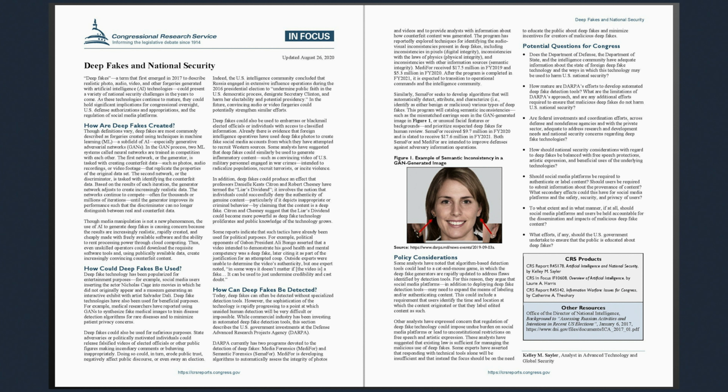How are deepfakes created? Though definitions vary, deepfakes are most commonly described as forgeries created using techniques in machine learning (ML), a subfield of AI, especially generative adversarial networks (GANs). In the GAN process, two ML systems called neural networks are trained in competition with each other. The first network, or the generator, is tasked with creating counterfeit data, such as photos, audio recordings, or video footage, that replicate the properties of the original dataset. The second network, or the discriminator, is tasked with identifying the counterfeit data. Based on the results of each iteration, the generator network adjusts to create increasingly realistic data. The networks continue to compete, often for thousands or millions of iterations, until the generator improves its performance such that the discriminator can no longer distinguish between real and counterfeit data.